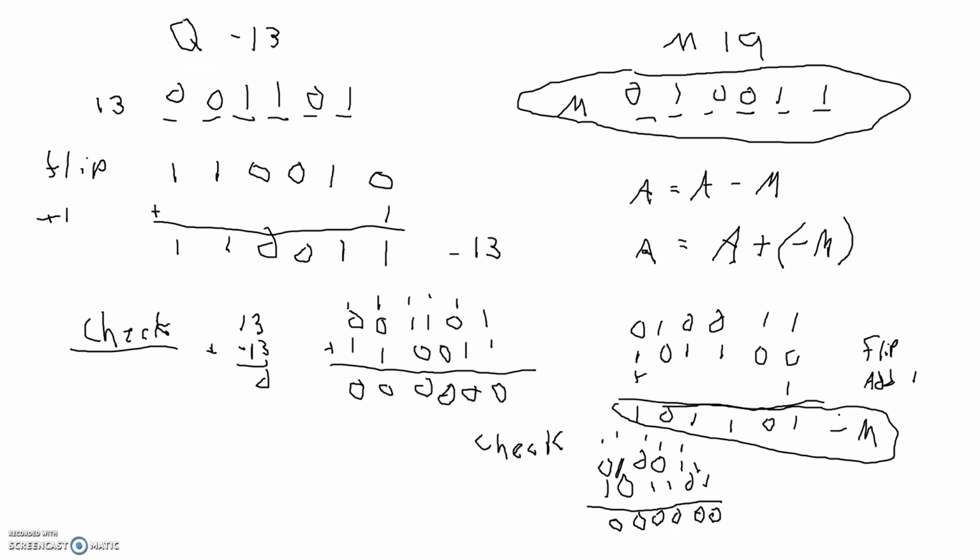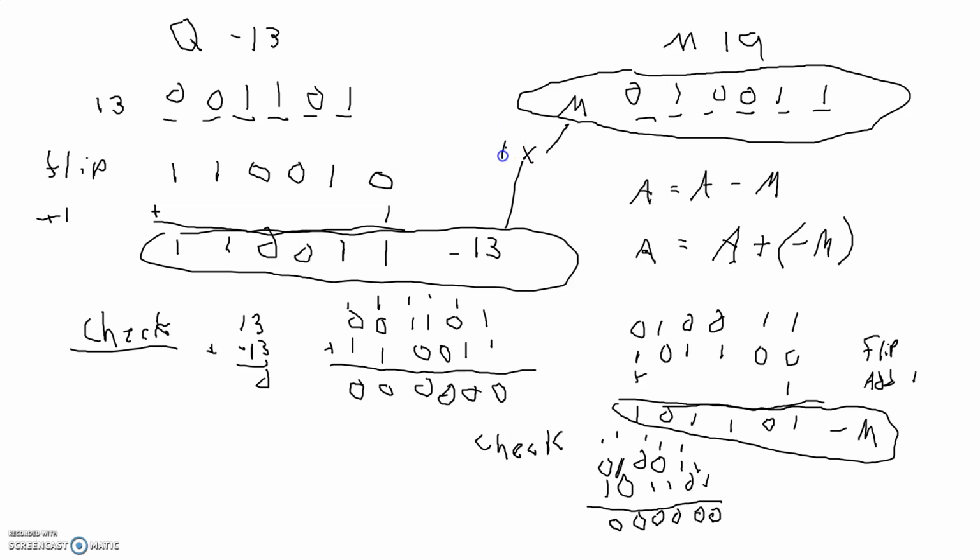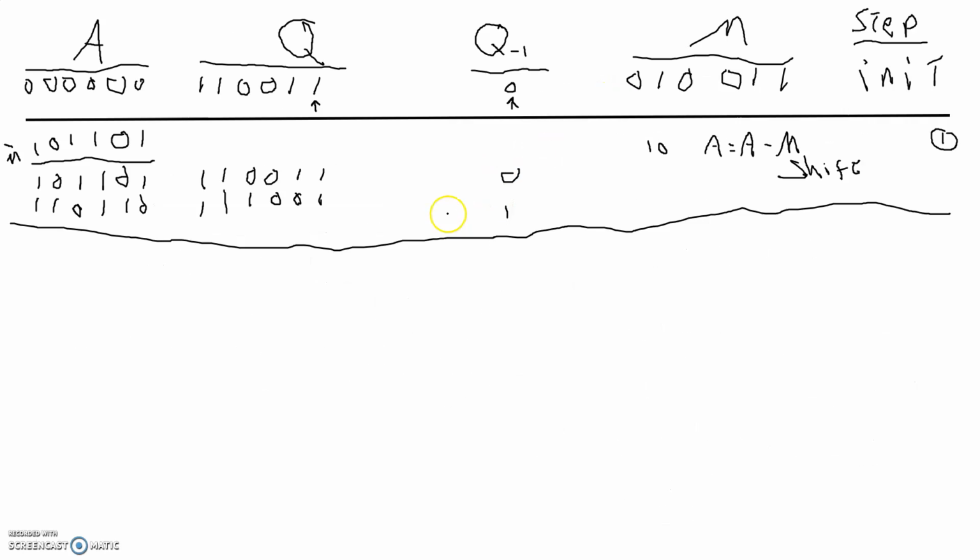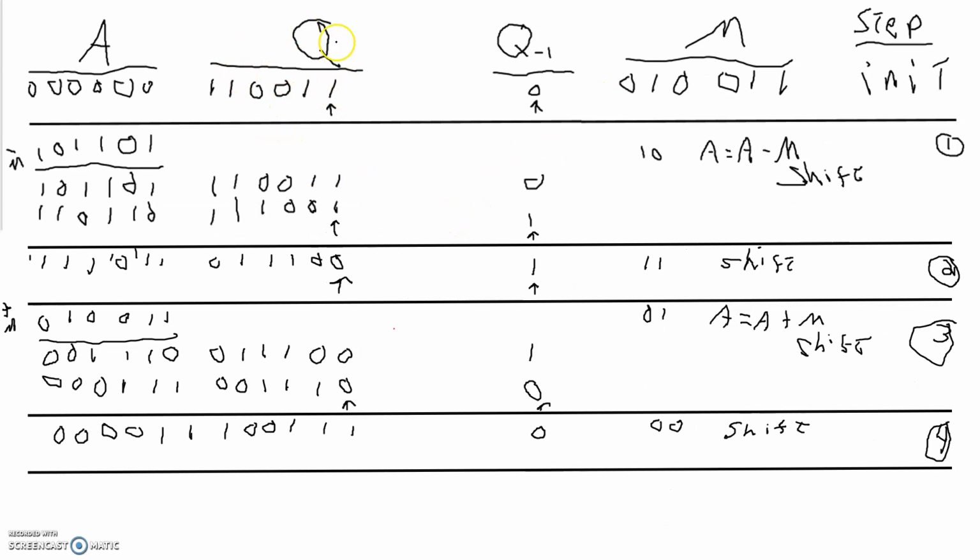But what was the point? Go to the very beginning again. So we wanted to take minus 13, which is this, and multiply it by the 19, which is this. So we're taking this bit stream, multiplying it by this bit stream, using Booth's algorithm. So the negative 13 is our Q. Our positive 19 is our M. We initialize the A and the Q minus 1 to 0. And then for each step, we were looking at Q0 and Q minus 1.